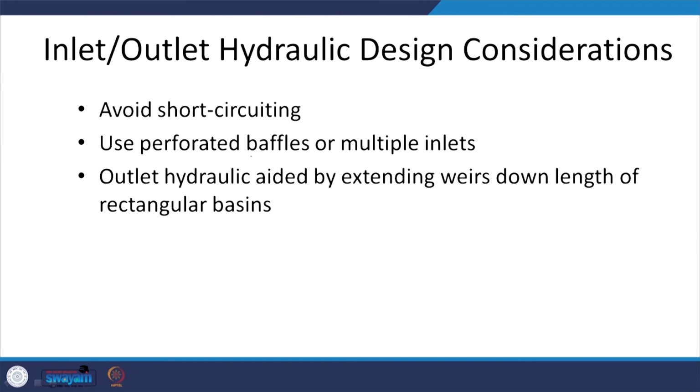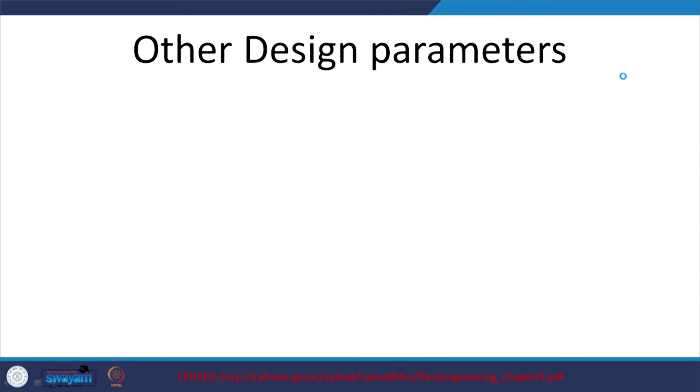How will I do that? I will have baffles or multiple inlets, let us say. Outlet hydraulics are aided by having weirs along the length of the rectangular basins. Even along the circular removal basins, you might have seen weirs all along, let us say. So, that is something to keep in mind.